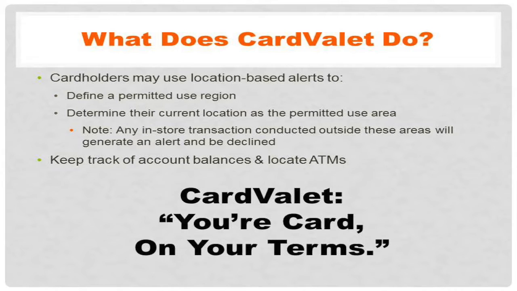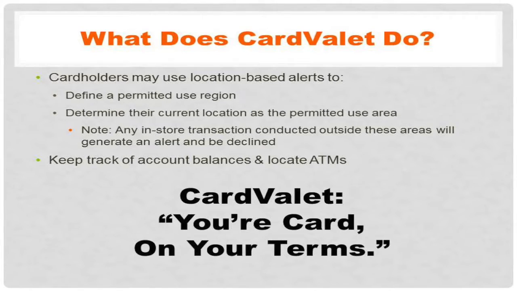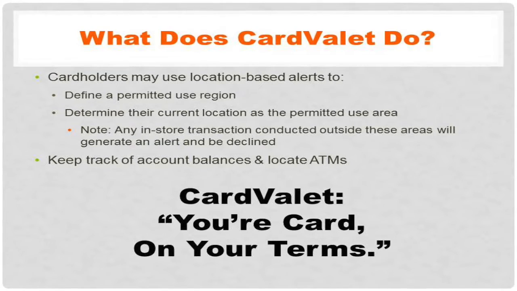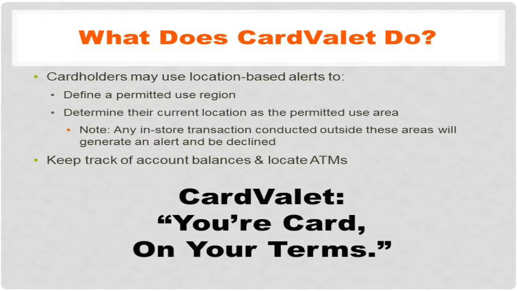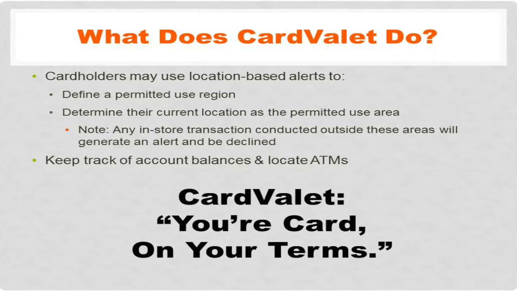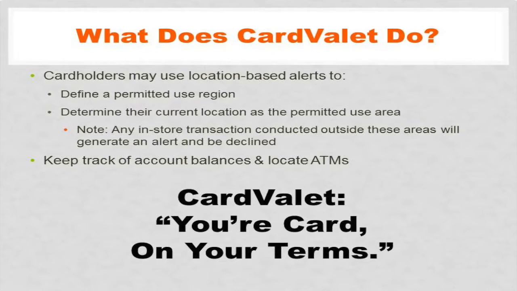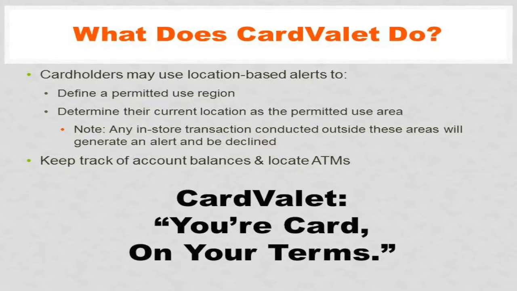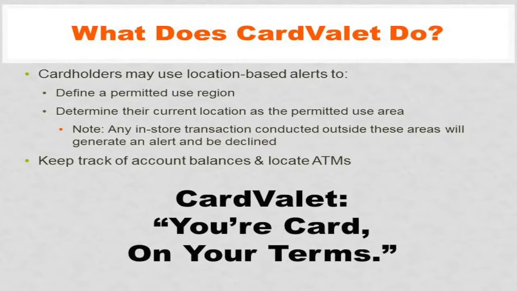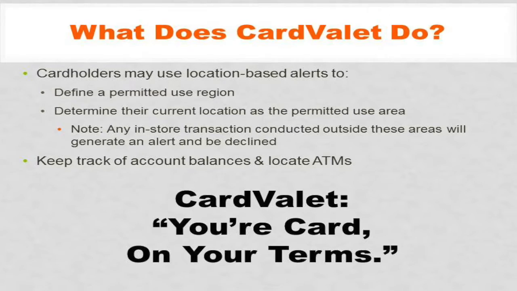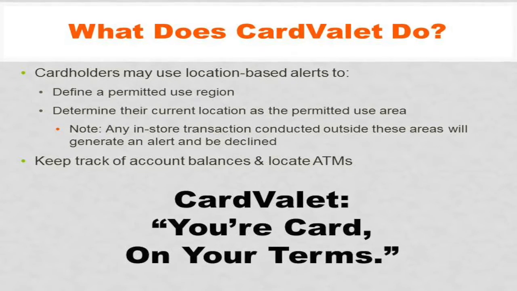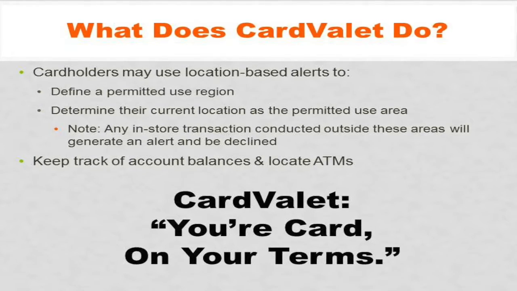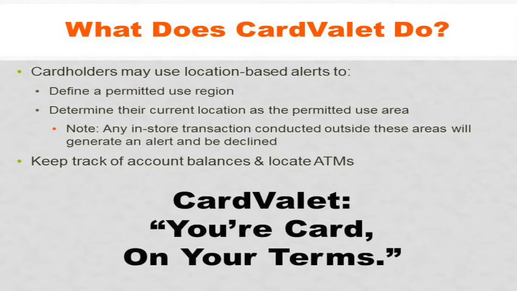CardValet also lets cardholders set location-based alerts, so you can set a permitted use region for your card or use your current location as the permitted use area. An important aspect to this is any in-store transaction conducted outside of these areas will generate an alert and be declined. As our mobile app does, you can also keep track of account balances and locate ATMs within CardValet. This great service really makes it so it's your card on your terms.